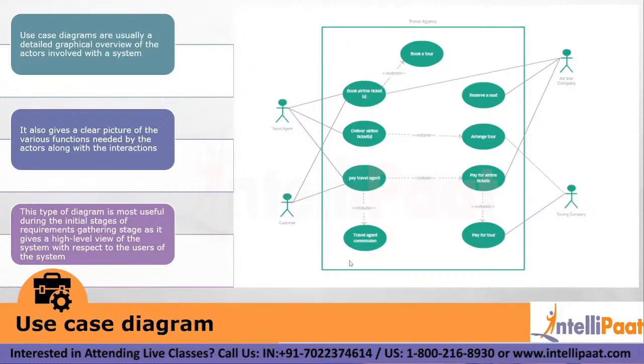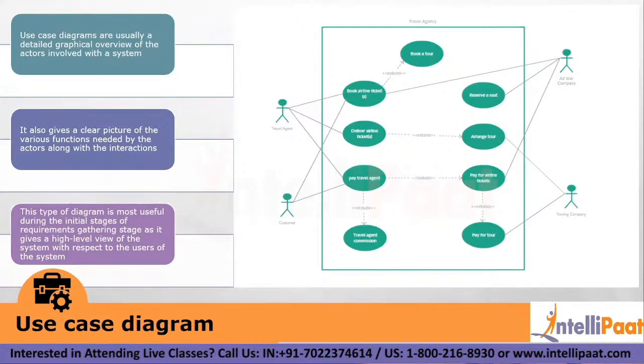Hope that is clear. So you get the idea, right? What a use case diagram is. It is basically giving you a graphical overview of all the actors who are involved in this system at various stages, various levels. It's also giving you a clear picture of the various functions that these individual actors need for their interactions to be successful. If I am a customer, I need to have this option. If I am a travel agent, I need to have these three options. So it gives you a clear picture of what options are needed by these individuals. Let's call them actors.